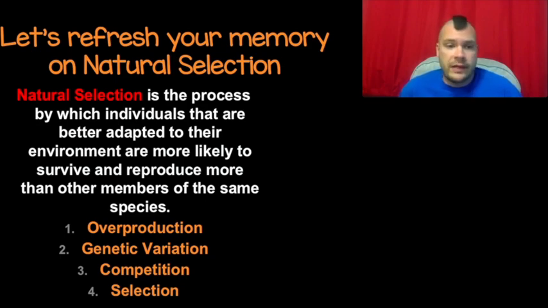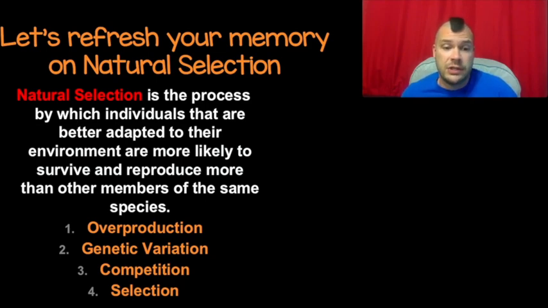The 4 parts to natural selection: first is overproduction. Think about a spider. A spider lays hundreds of eggs. Not all of those eggs are going to hatch and turn into baby spiders. So the overproduction helps them to survive so those babies can grow up and have babies of their own. Second, genetic variation, which is differences within the same species that make some better able to adapt than others.